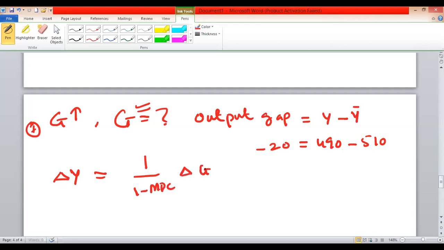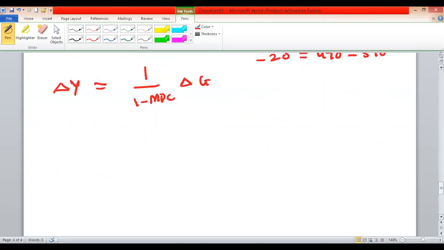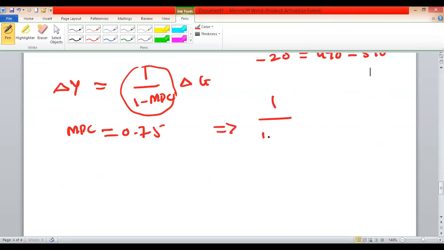Let's say change in G. On the left side we have change in output, and on the right side we have this. This is called the multiplier, 1 over 1 minus MPC. Suppose that the MPC of this economy is given as 0.75. So how do we calculate the multiplier? We would calculate it as 1 over 1 minus 0.75. So it would be 1 over 0.25, which is 100 over 25, so it would be equal to 4.